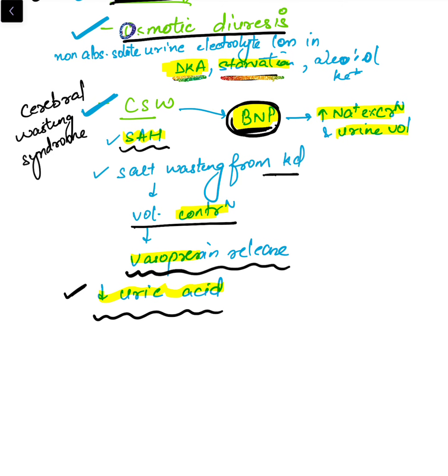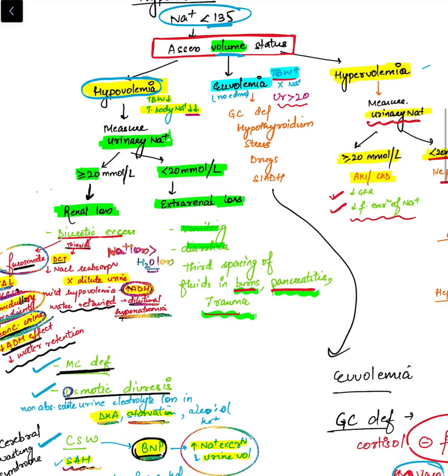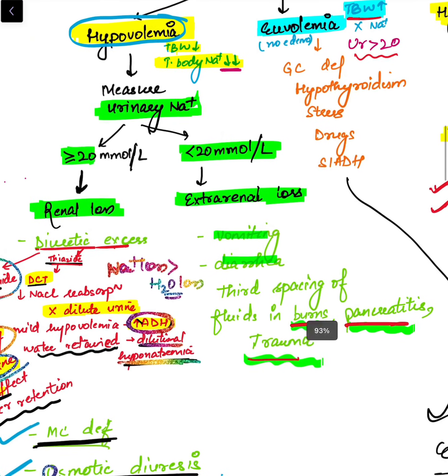Next entity is cerebral salt wasting syndrome. The mechanism is unknown, but it is believed that a brain natriuretic peptide is released from the brain, which increases sodium excretion and urine volume. This is seen in subarachnoid hemorrhage. Because of the salt wasting from the kidney, volume contraction will occur. Because of the RAS mechanism, vasopressin release will occur, and hence the hyponatremia exists. Also, there is a decrease in uric acid. So this was one thing.